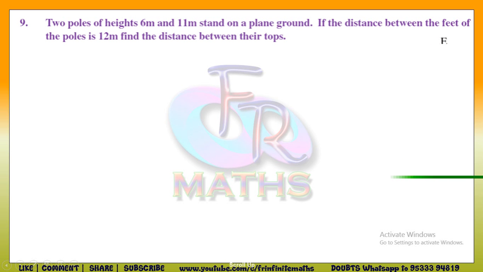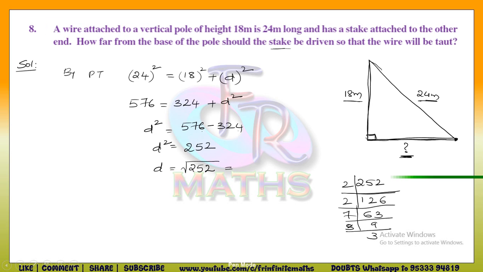So instead of writing this, how can I write this as the square root of 2 square into 7 into 3 square. So this 2 square and 3 square, when they come out of the square root, they become 2 times 3, which is 6. So 6 into root 7 meters. So instead of considering it as an approximate value, you can write the exact value: 6 into root 7 meters.